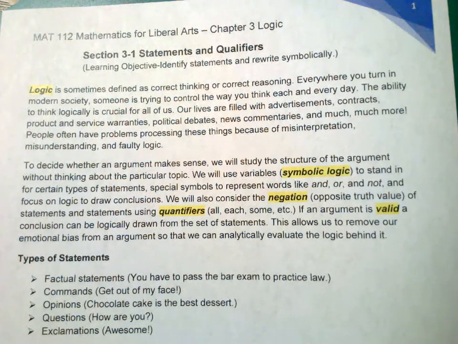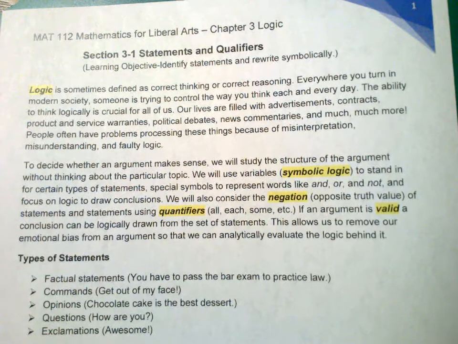To decide whether an argument makes sense, we will study the structure of the argument without thinking about the particular topic. We're going to remove the context. We will use variables, symbolic logic, to stand for certain types of statements, and special symbols to represent words like and, or, and not, and focus on the logic to draw conclusions. We will also consider negation, which is the opposite truth value of a statement, and statements using qualifiers: all, each, some.